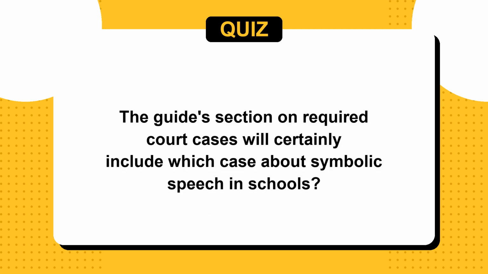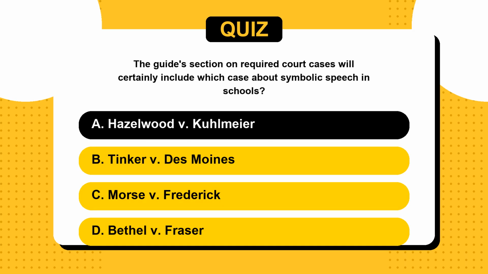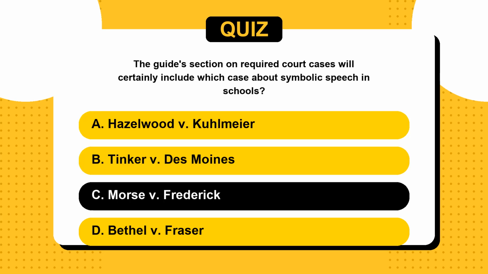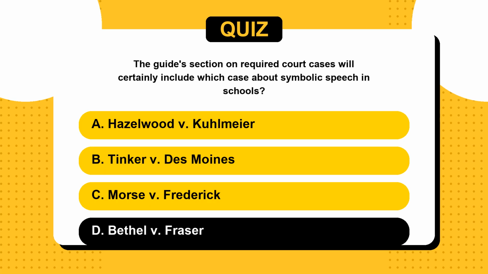Next question. The guide section on required court cases will certainly include which case about symbolic speech in schools? Is it A, Hazelwood v. Kuhlmeier? Or B, Tinker v. Des Moines? C, Morse v. Frederick? Or D, Bethel v. Fraser?